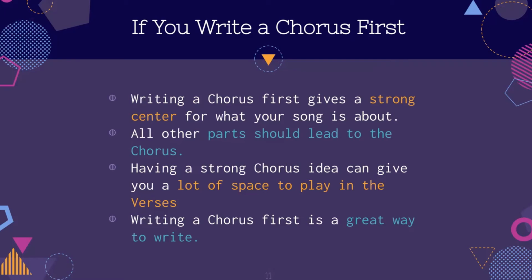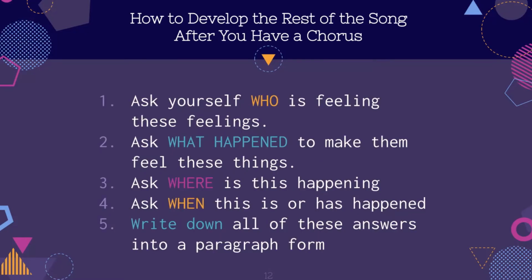And writing your chorus first is a very efficient and great way to write. I know I've taken some courses with Lewis Bell, Ryan Tedder, Charlie Puth. A lot of those guys, they start with their hook and their chorus first because then they can build the verses around that. So to start to develop the rest of the song after you have a chorus, ask yourself, who is feeling these feelings? Also ask what happened to make them feel these things.